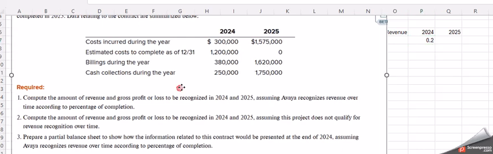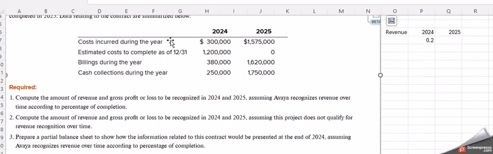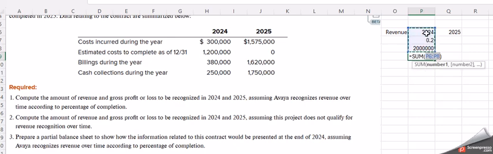Right, so where did I get that though? If we go back to the problem, okay, we have $300,000 of costs incurred, and at that moment we estimate another 1,200. So then that's where the 1,500 is coming in. Add those two together, and then 300,000 divided by the 1,500 gives us 20%. So then we would take the 20% for the 2 million. And then we are going to multiply those together. So that times that is going to be our revenue.